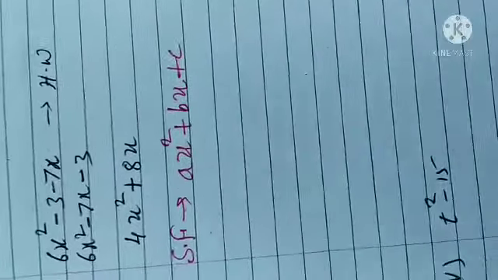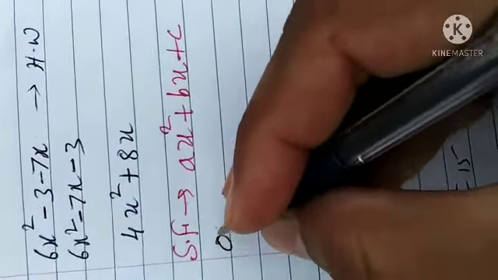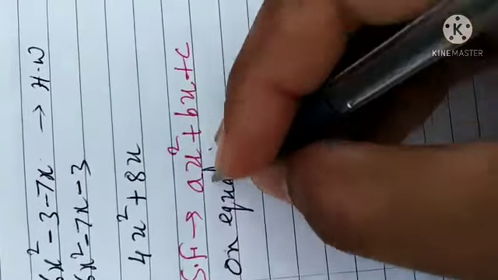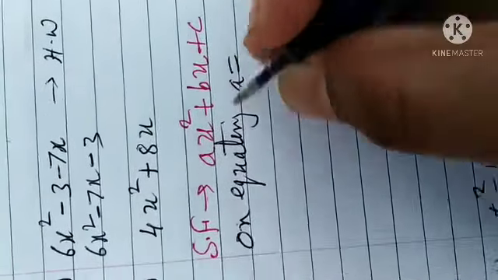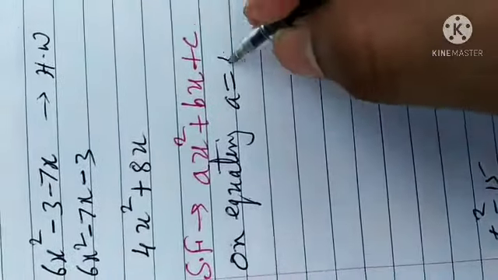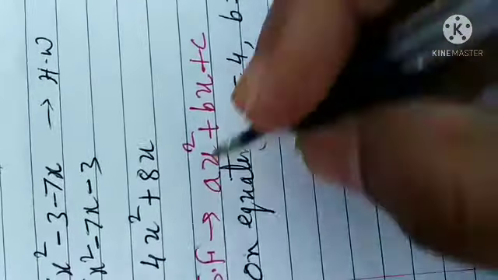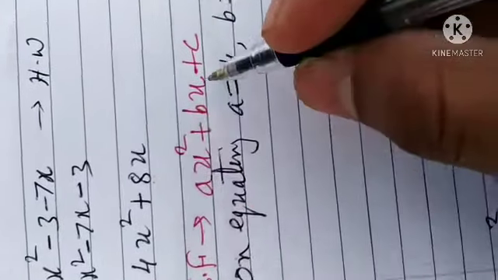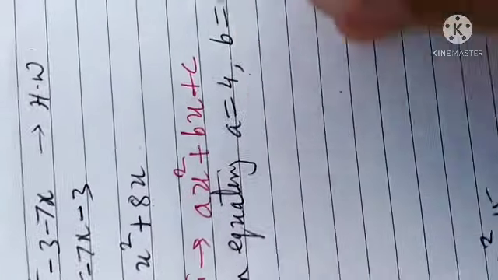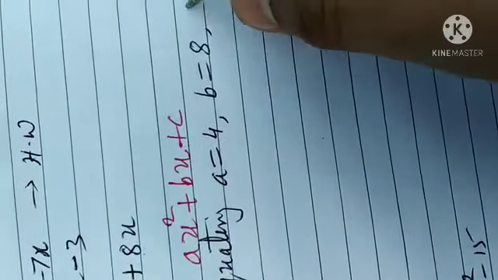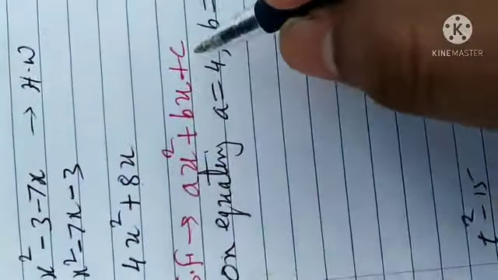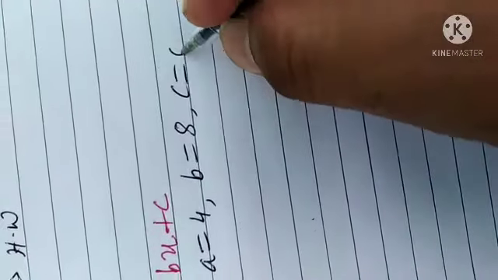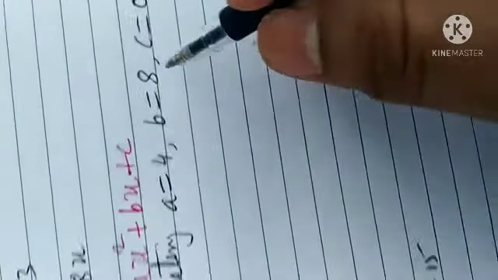Now on equating, we get a is equal to, what is the value of a? 4. B is equal to 8, because the coefficient of u is 8, and here the coefficient of u is b, so b is equal to 8. And c is equal to, what is c? C is not given in this, it means c is 0. So therefore put here 0, there is nothing. So a, b, c we got.